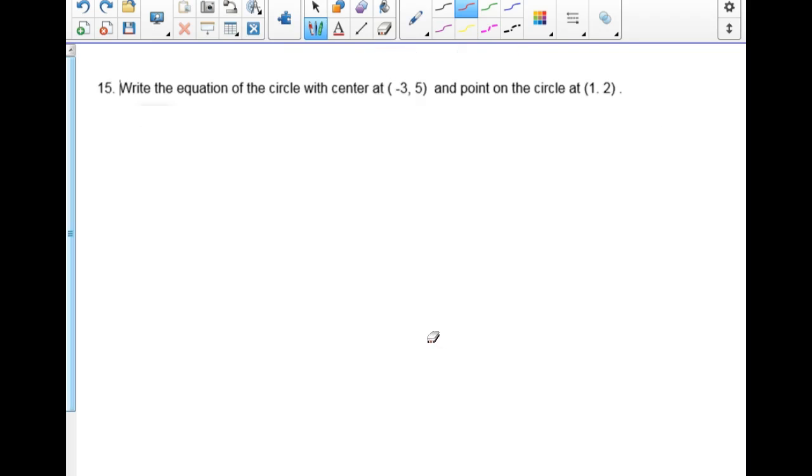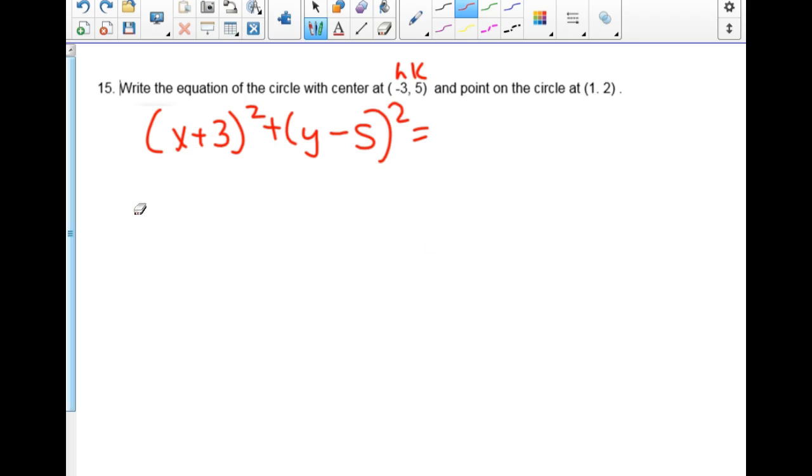Moving on, write the equation of a circle with a center at -3, 5 and a point on the circle 1, 2. Okay, so you got your h and your k, so you could actually even start the equation. x plus 3 quantity squared plus y minus 5 quantity squared. But you need to find your radius. The radius would equal the distance from the center to that point on the circle.